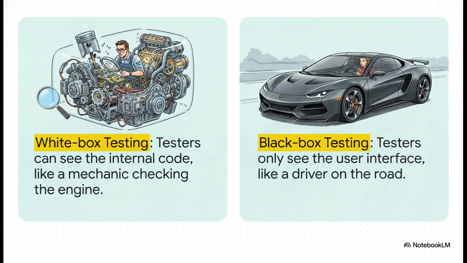And how do you actually find all those bugs? Well, there are two main approaches. White box testing is kind of like a mechanic popping the hood of a car and looking directly at the engine. The tester can see all the internal code. Then there's black box testing. This is more like a driver who just gets in the car and tests it on the road. They can't see the engine. They only know how to use the steering wheel, pedals, and buttons, just like a real user would.